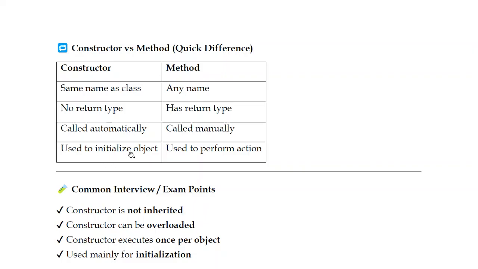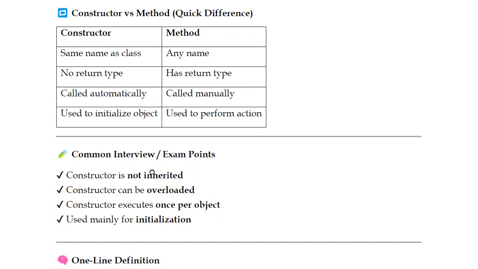Explicitly we have to call it manually. Constructor, what's the purpose? It is used to initialize the object data members. A method performs some action. For example, void display will perform the operation of displaying the details. But the constructor's purpose is not displaying like that. It is initializing the object data members.